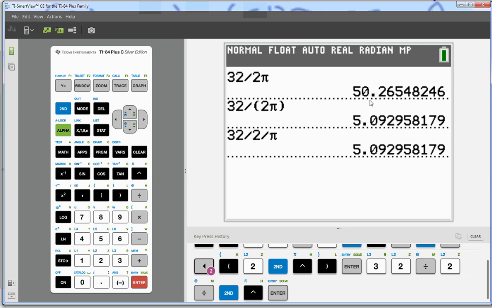Now, clearly we're off by quite a bit. One of them is 10 times the other. So that's why you've got to be careful about not getting this answer of 50 when we know now the answer is 5.09.